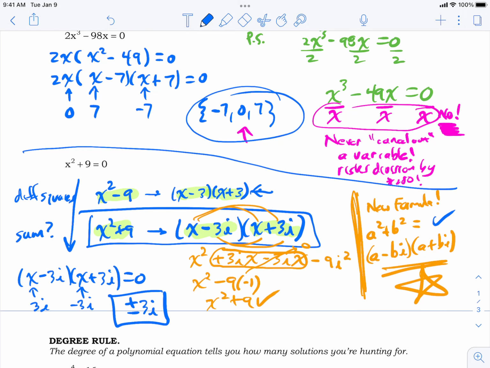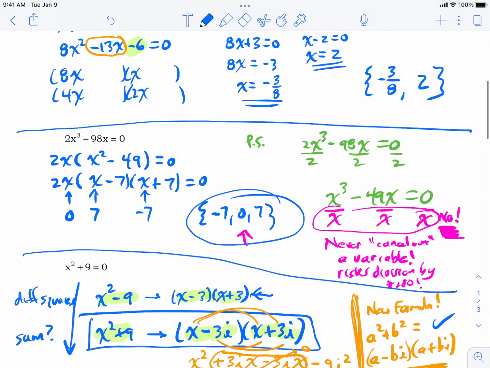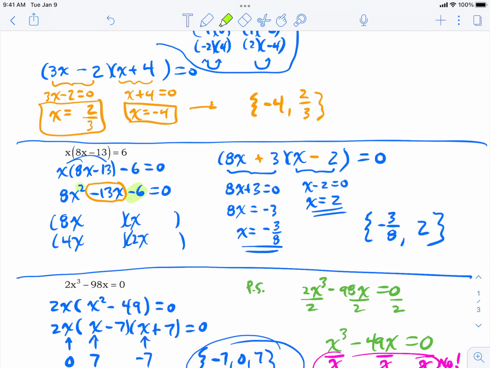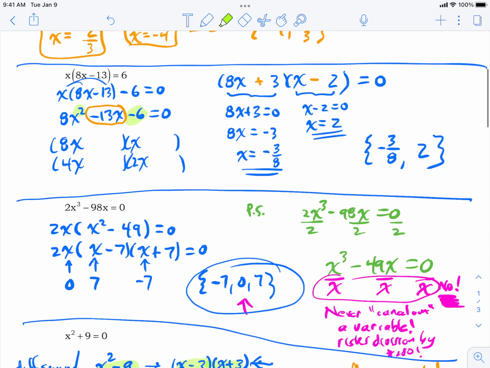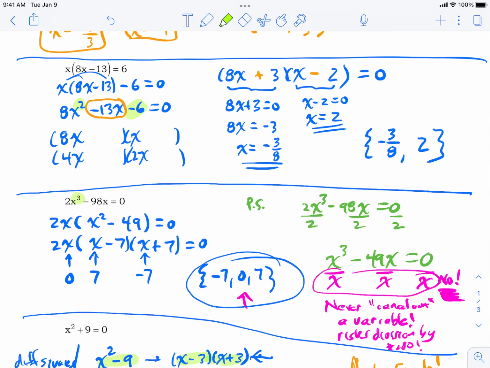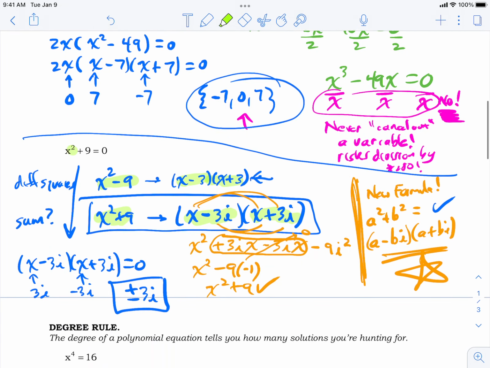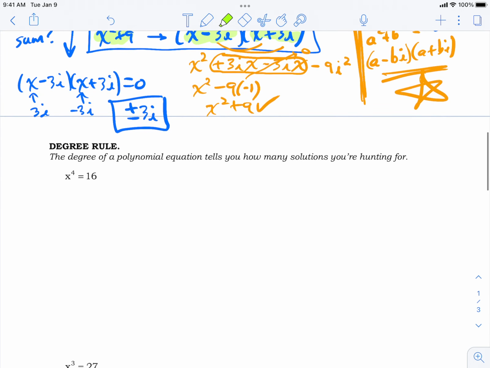So, let's see. I'm going to give you a little observation here. See that equation? X was squared. We got two answers. See this equation? X was squared. We got two answers. See this equation? X was cubed. We got three answers. Whoa. There's something called the degree rule that says, hey, x is to the fourth, I'm going to find four answers. That's the essence of the degree rule.